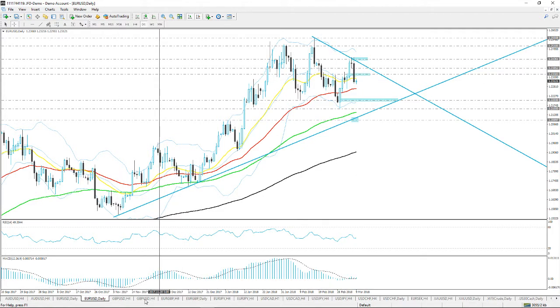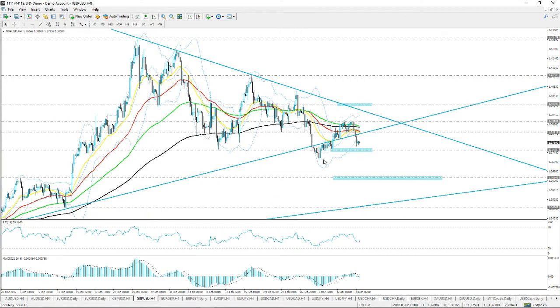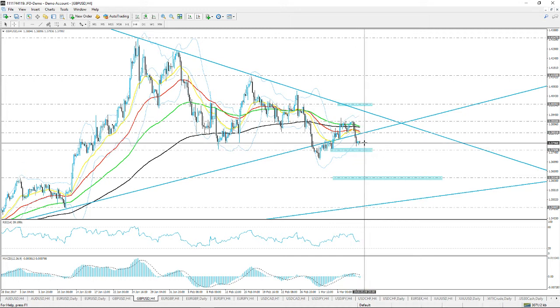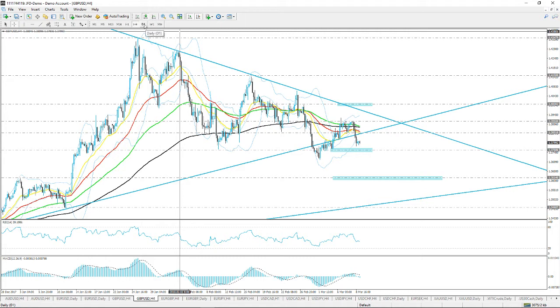Let's have a look at the pound. Well, the pound got back below this symmetrical triangle formation, so it's now heading towards this area of support here at 137,600. Keep an eye on this one, guys. I mean, we probably could see some continuation to the downside.